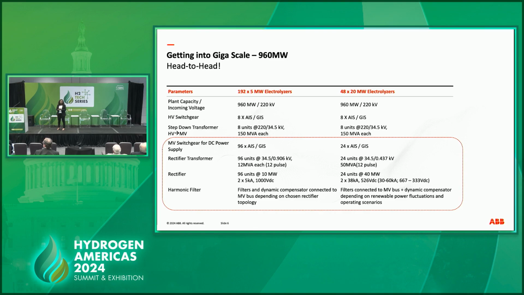Now coming to the differences. With a 5 megawatt electrolyzer setup, we have to deal with 96 MV switchgears and DC power supplies, but on the 20 megawatt side, that just drops down to 24. That gives a lot of advantages when we are scaling up. Coming to the rectifier and the transformer, yes, we are dealing with a bigger transformer and higher currents on the rectifiers, but with a much smaller number of quantities.